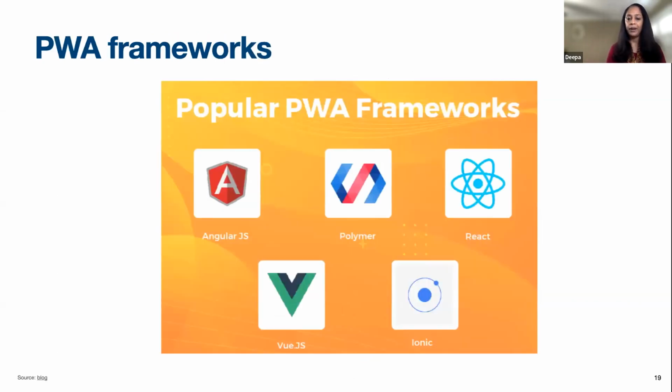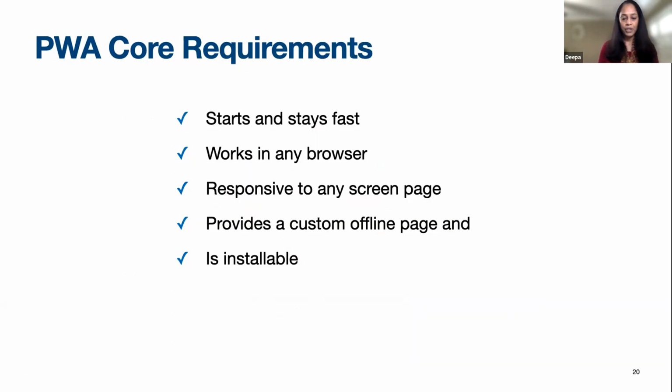So what are the popular front-end frameworks that support progressive web apps? You can use it with Angular, with the React library, with Vue, Ionic, and then Polymer too. So what are the core requirements? When you say your app is a progressive web app, what should it do, basically? It should be fast. It should start fast, and it should also stay fast. It should support offline, and it should be installable on your mobile device. And it should be responsive, and it should work on any browser.